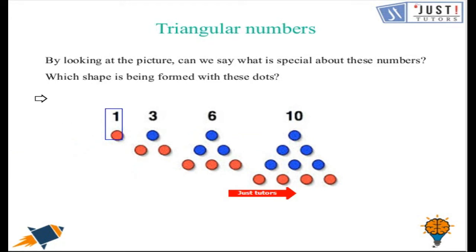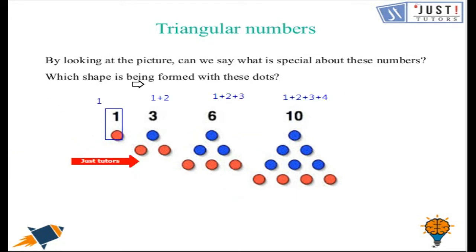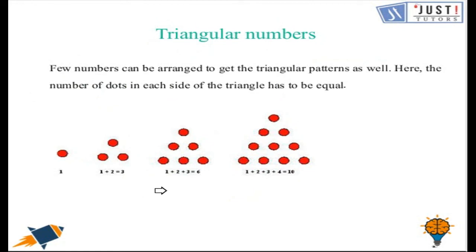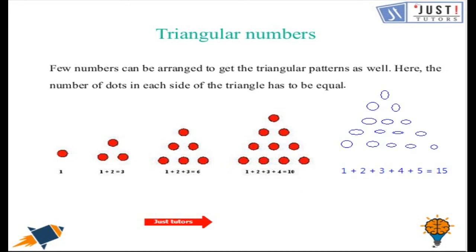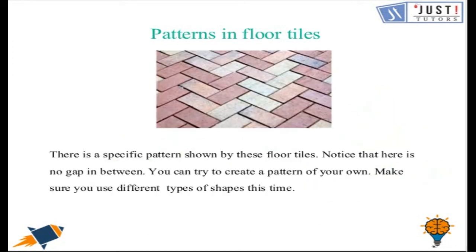It goes on like this, and the shape formed by these dots is a triangle, and that's why this pattern is called triangular numbers. Let's move forward and think of the next number in the same pattern. The next number in the given pattern will be 15, because 1 plus 2 plus 3 plus 4 plus 5 will give you 15 in the end.